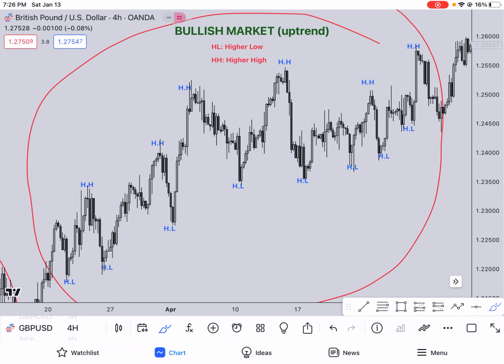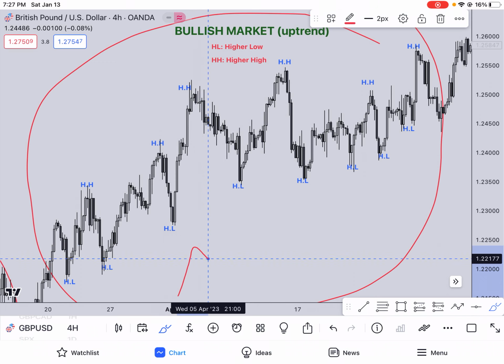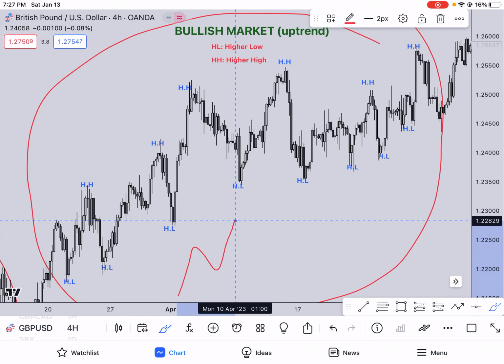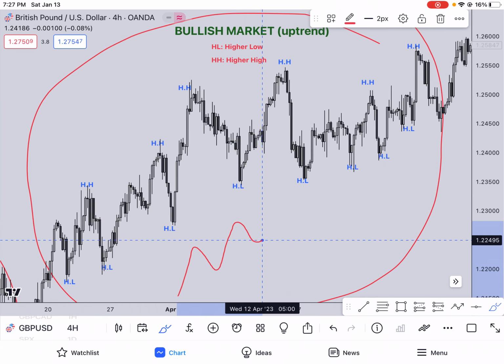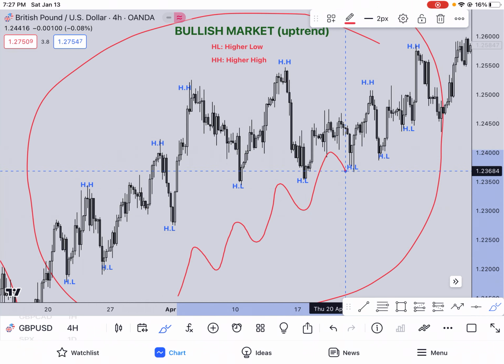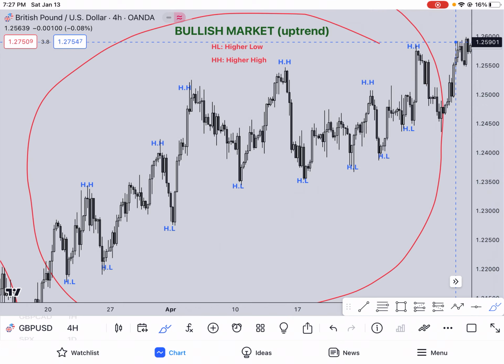What higher high means is that the market goes to a high like this, and that is a higher high, and then comes back down, which is a higher low. Goes up, higher high, comes back down, higher low. That's how the market will keep going, to show you that that is an uptrend, because the market will keep going up.